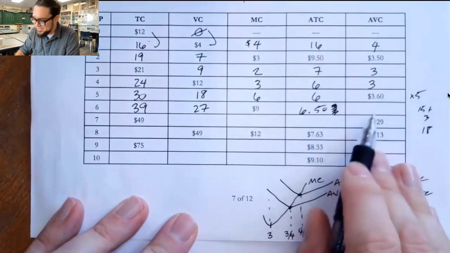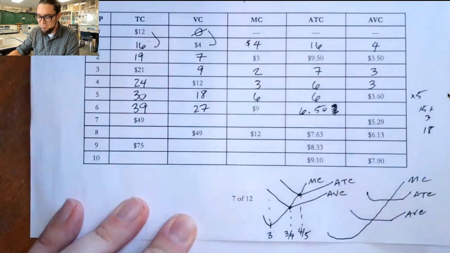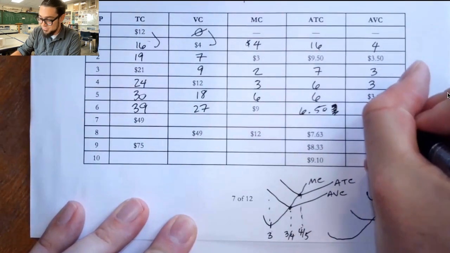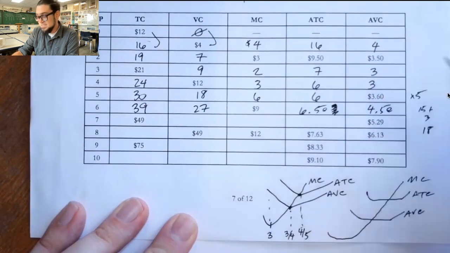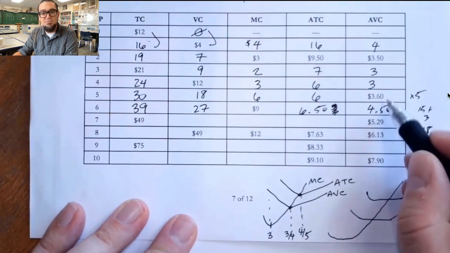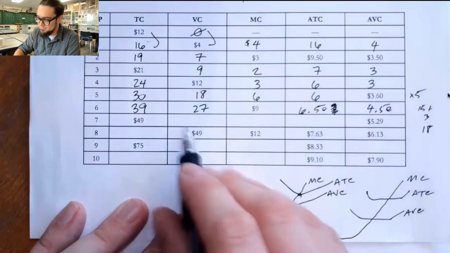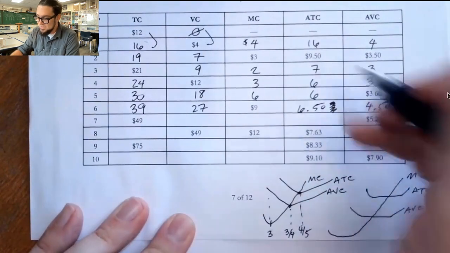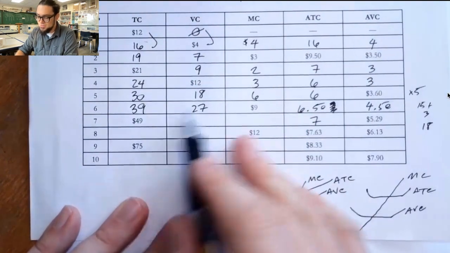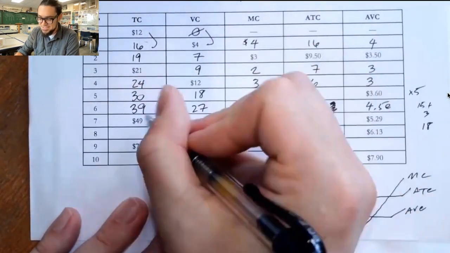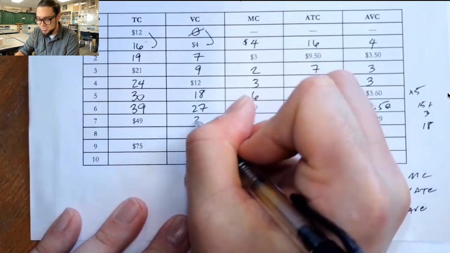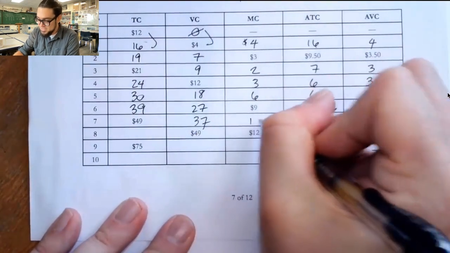Average variable cost, 27 over 6. Well, 27 divided by 3 is 9, so that has to be 4.50. And that's in between these values, which is also helpful, because I know it's got to be at least 3.60 and no more than 5.29. 49 over 7, oh, that one's much easier. So now we've got 10 as our rate of change for this one, so this one has to be 37. And that means this is 10.